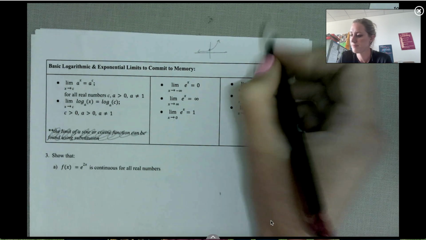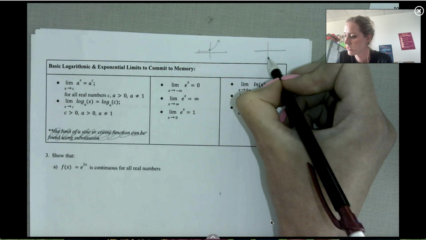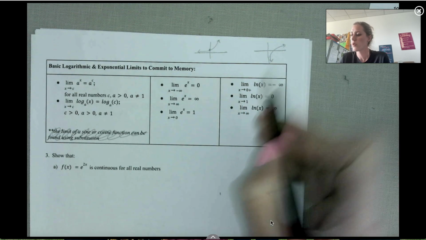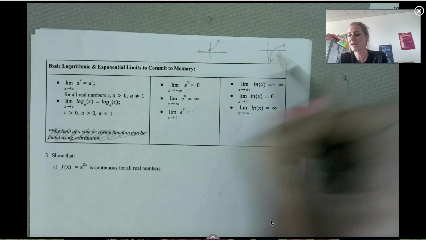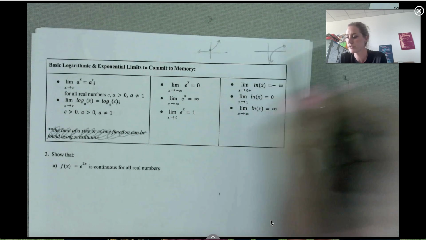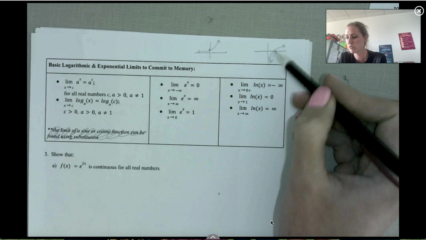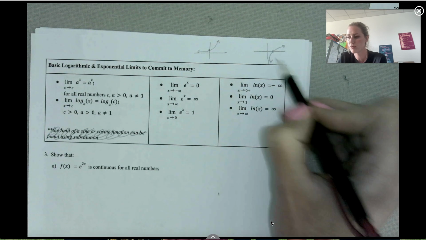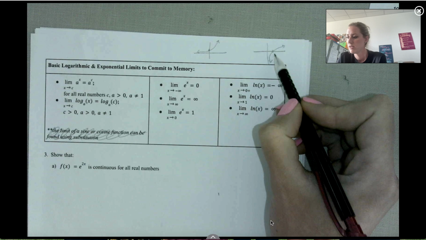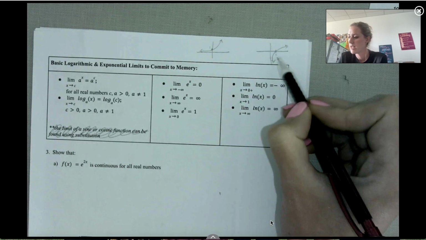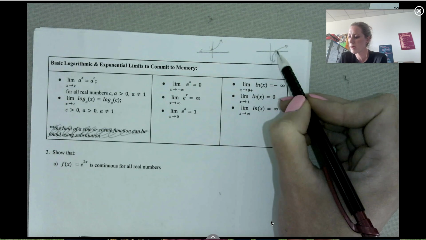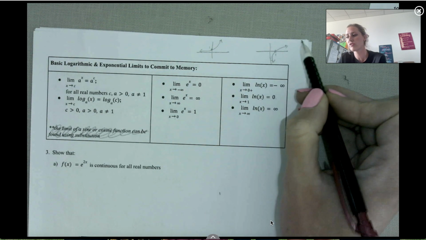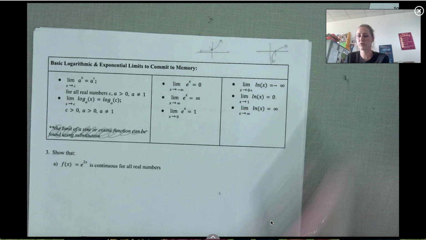Now for natural log. Natural log looks like this. Okay, so as I approach 0 from the right, I can't approach it from the left because there's no graph over here. So as I approach 0 from the right, my graph shoots down to negative infinity. As I approach 1, so x is 1 is where I have that intercept, my y value goes to 0. As x goes to infinity, this log function is also gradually going to increase forever to infinity.